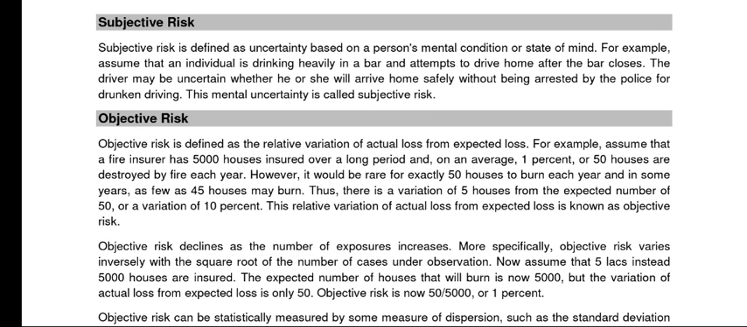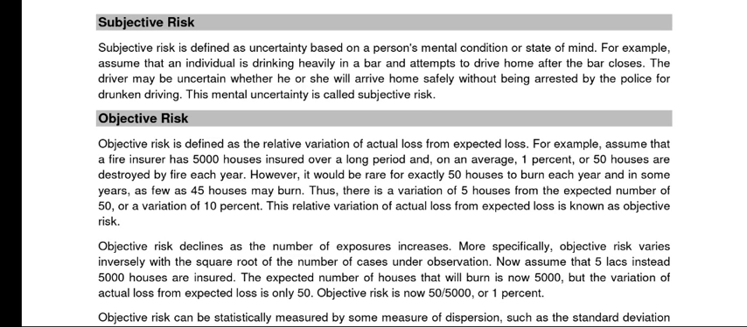Subjective risks. Subjective risk is defined as uncertainty based on a person's mental condition or state of mind. For example, assume that an individual is drinking heavily in a bar and attempts to drive home after the bar closes. The driver may be uncertain whether he or she will arrive home safely without being arrested by the police for drunken driving. This mental uncertainty is called subjective risk.